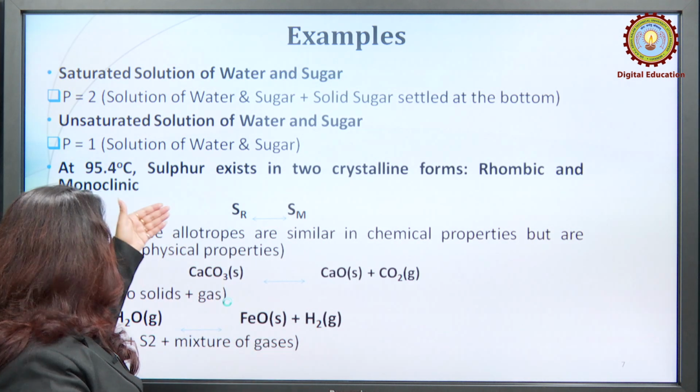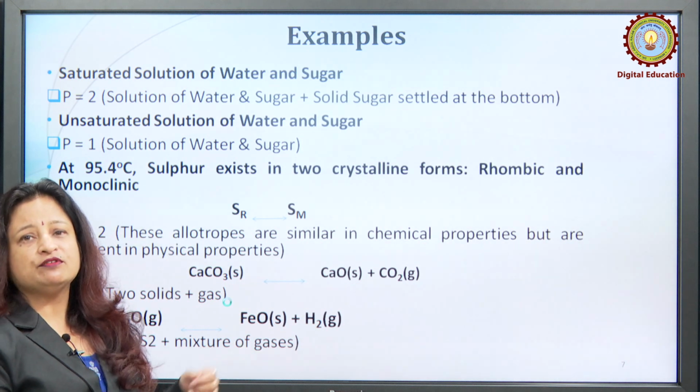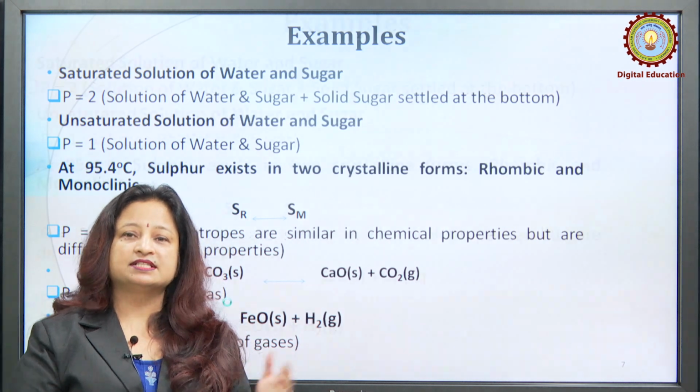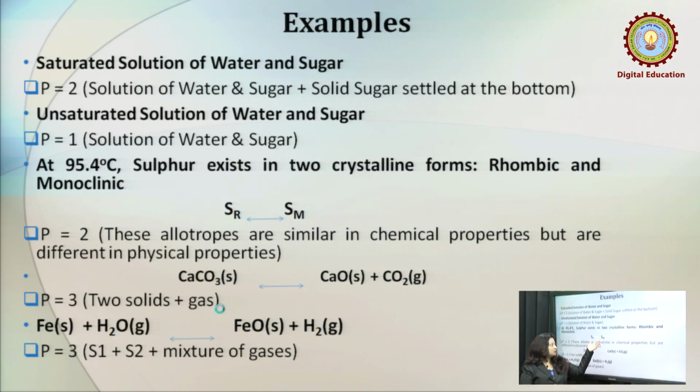Now the third example, here you can see at 95.4 degree centigrade, sulfur exists in 2 crystalline forms, sulfur rhombic and sulfur monoclinic, right. So in this particular case you can see that there are 2 allotropes or crystalline forms of sulfur, sulfur rhombic and sulfur monoclinic. So, these represent two separate phases. Why?